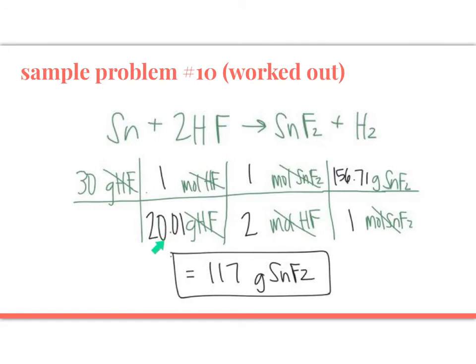The molar mass of HF is 20. And get this from your balanced equation. You have 2 moles of HF for 1 mole of SnF2. And then your molar mass of SnF2 is 156.71 grams. For a total of 117 grams of SnF2 produced in the reaction. Okay?